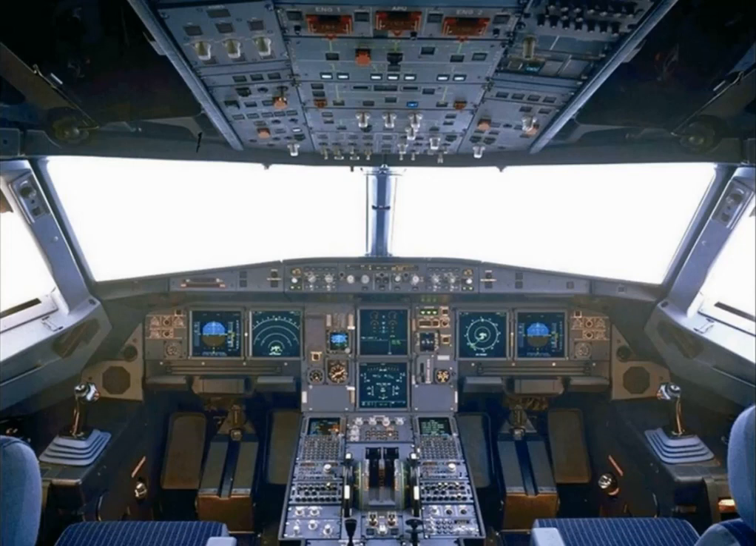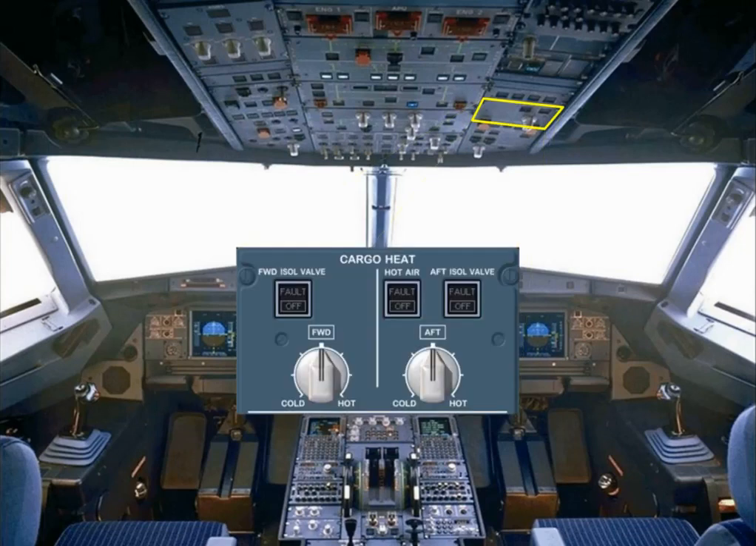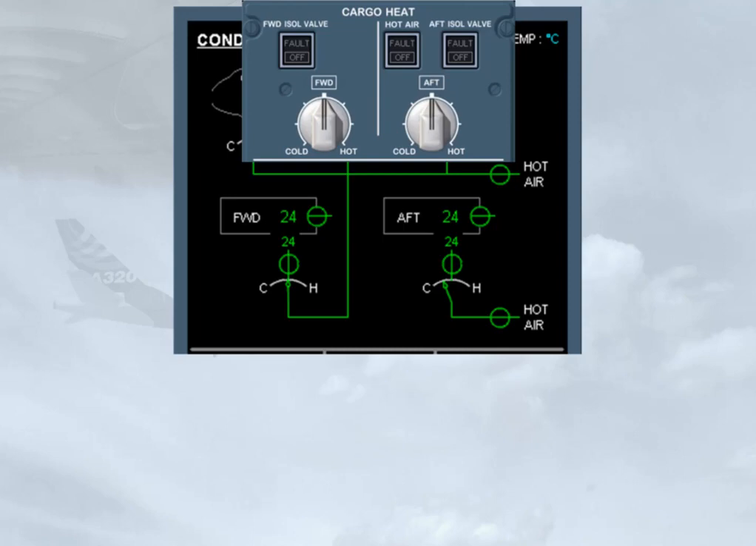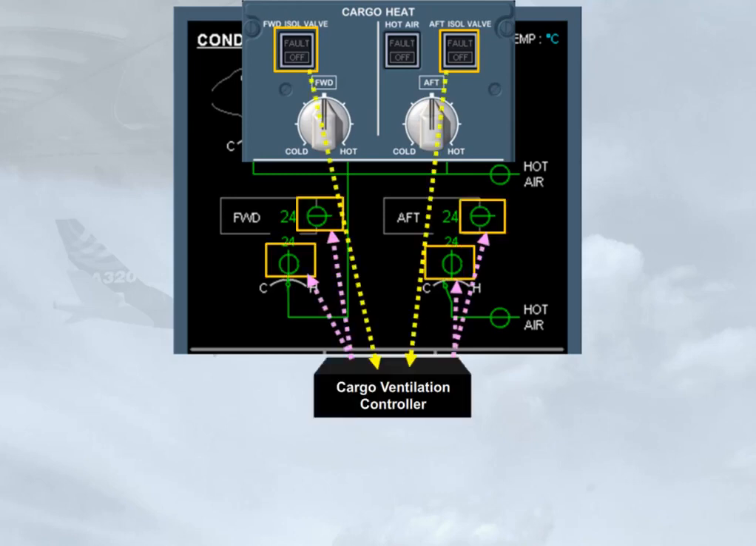On the overhead panel, there is a cargo heat panel, which contains the controls related to cargo heating if installed, and cargo ventilation. For each cargo compartment, there is an isolation valve push-button switch. These push-button switches normally remain in their lights-out auto position. In this case, the cargo ventilation controller will automatically open and close the isolation valves.